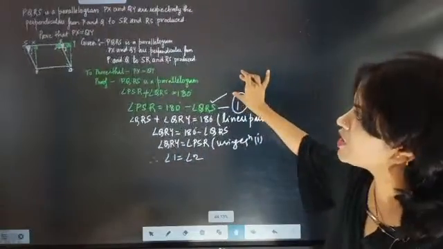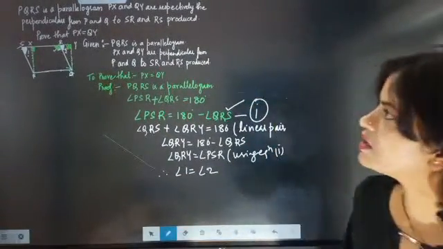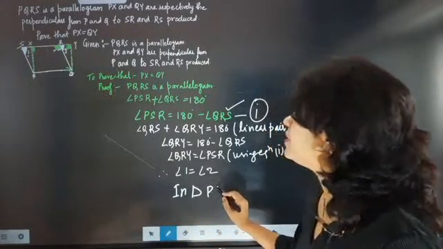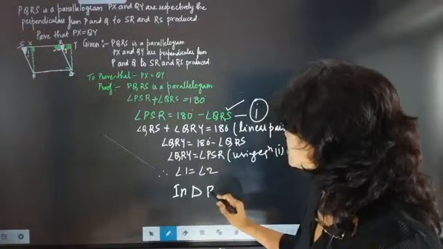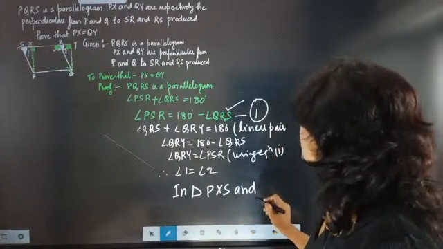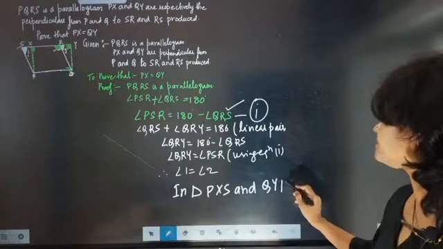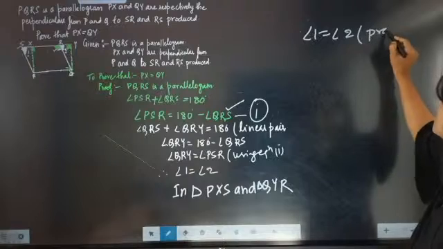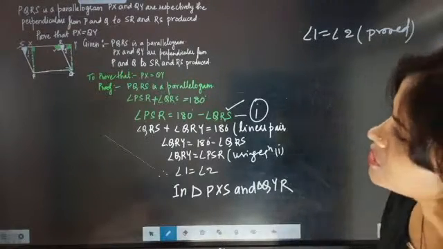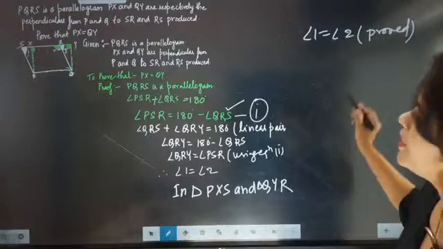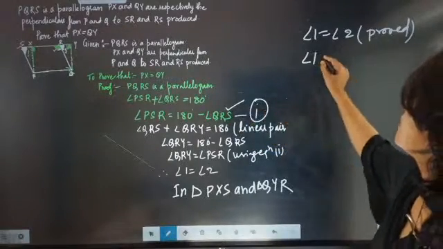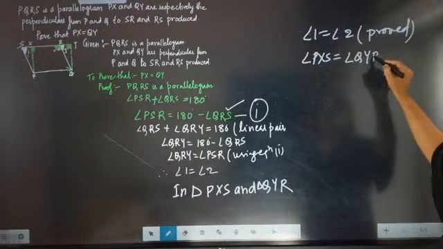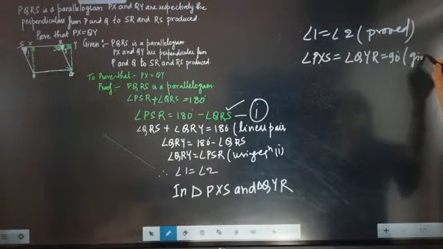Now only one small work we are going to do, and that is we are going to take triangle PXS and triangle QYR. First thing is that angle 1 equal to angle 2, already proved. Now angle PXS equal to angle QYR equal to 90 degrees, given.